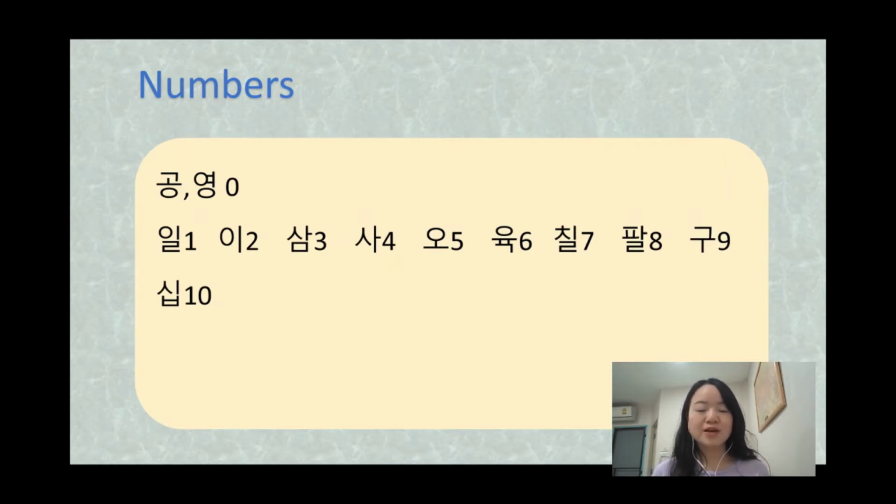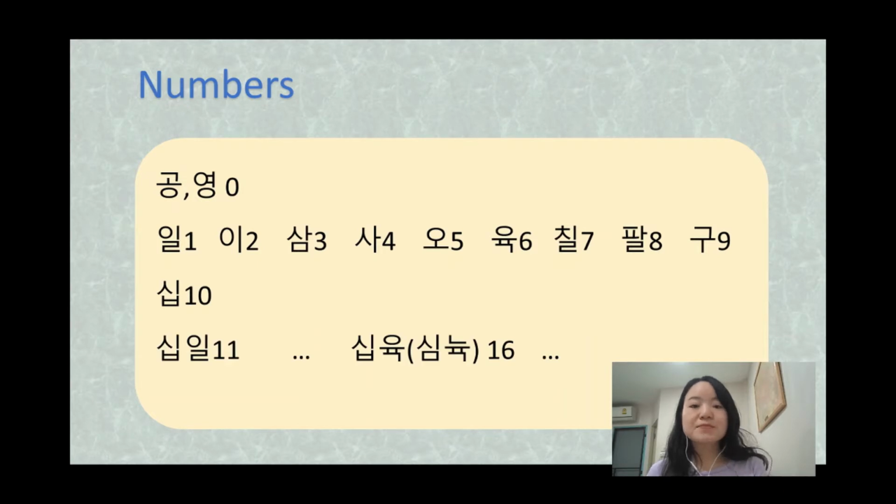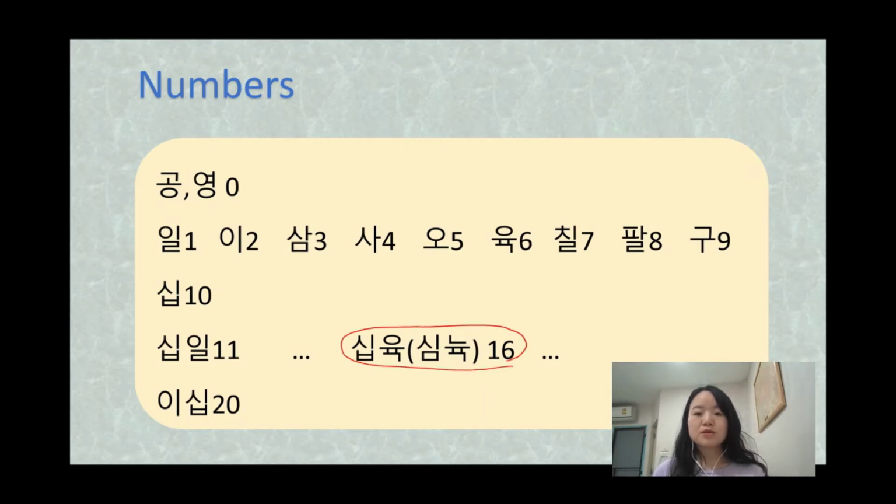I believe everyone can remember this. Okay, next 11, 12, 13, till 20. But here is the very special number. We have to pay attention. It's 16. 10 is 십 and 6 is 육. So maybe you will read it as 십 육. But actually there is a little bit of change in the pronunciation. It should be 심육, 심육. Okay, you got it?